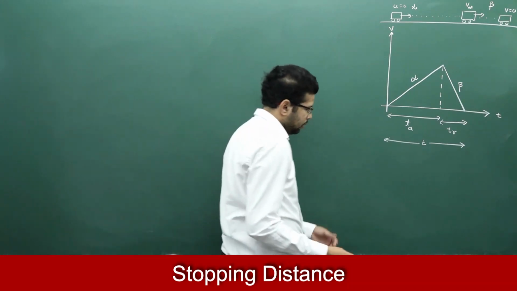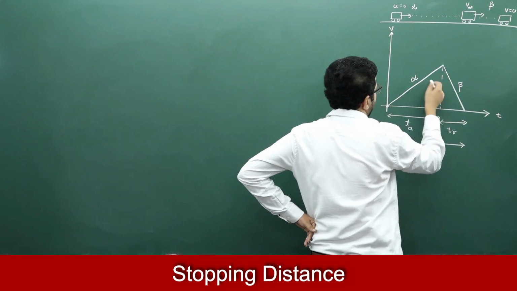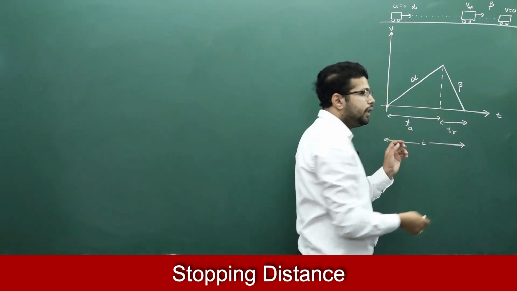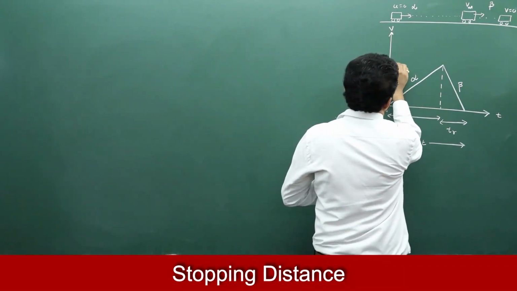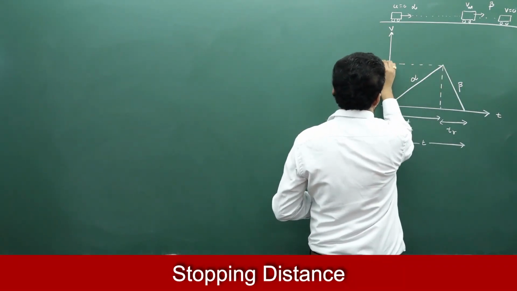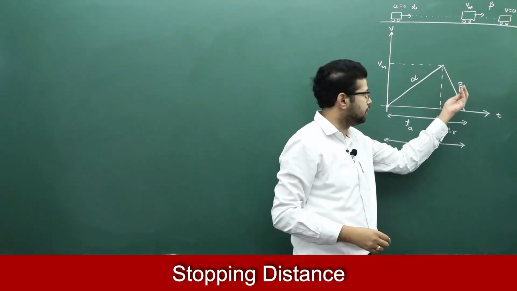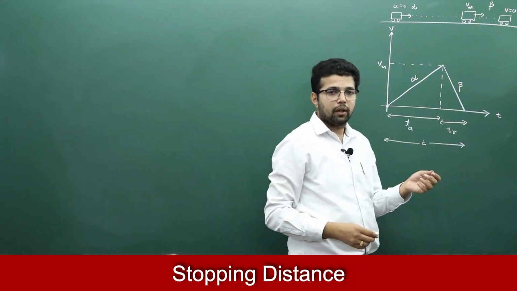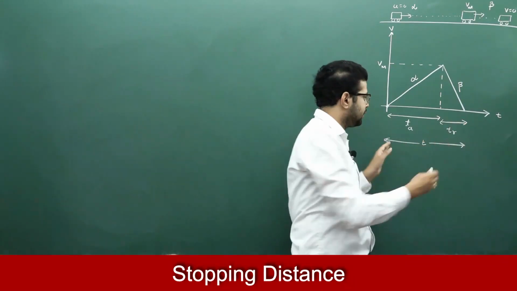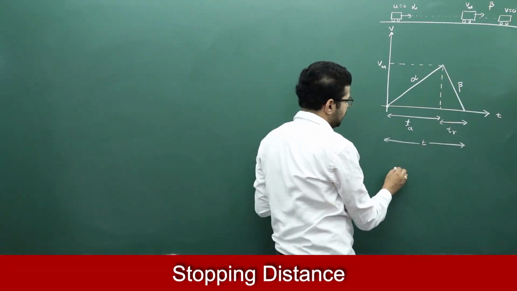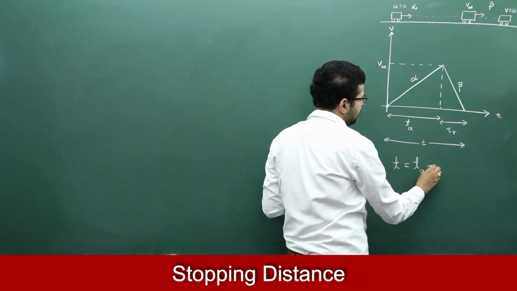Now the bus starts moving with uniform acceleration alpha for a time interval equal to Ta. Ta stands for time of acceleration, and it attains a maximum speed, say Vm. Then the driver applies brakes such that retardation is constant, beta. Finally the bus comes to rest and the time of retardation is Tr. Total time span, let it be T. So total time span is equal to time of acceleration plus time of retardation.